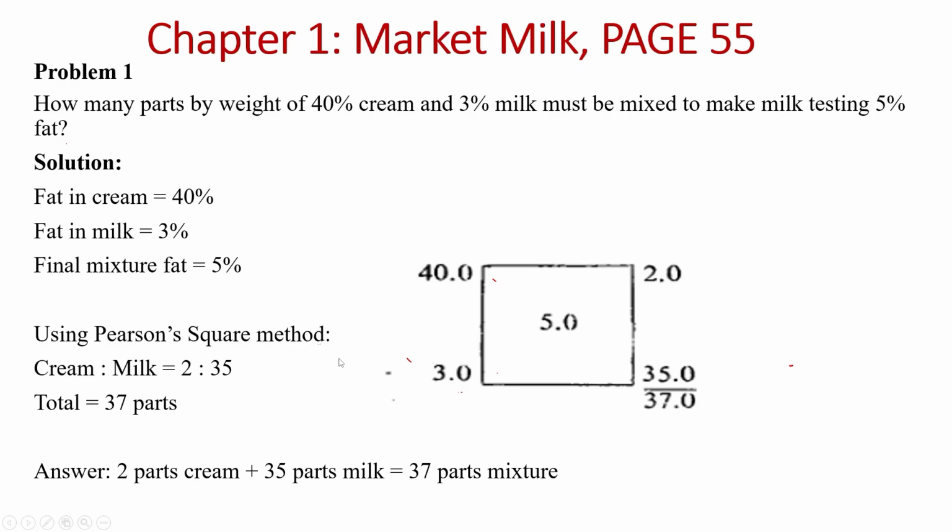So the first numerical is given in chapter 1. The name of the chapter is market milk. It is at page number 55, and the problem is on standardization of milk.